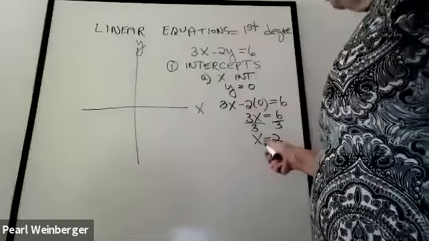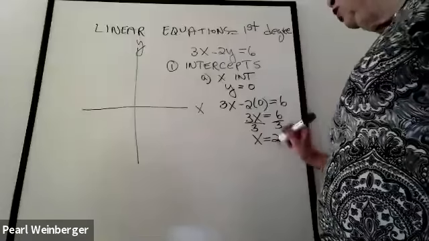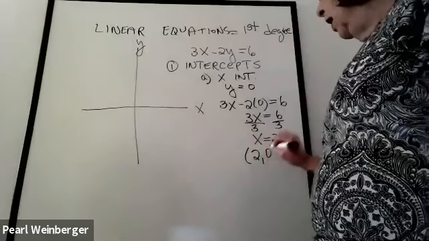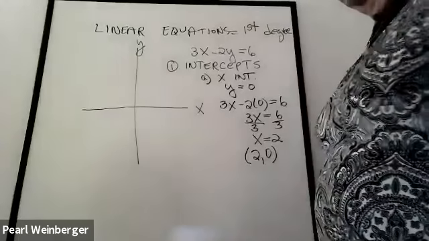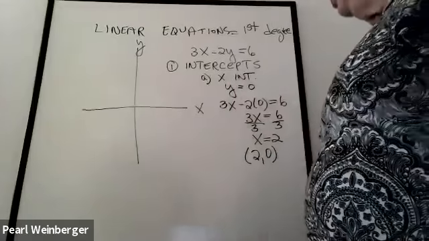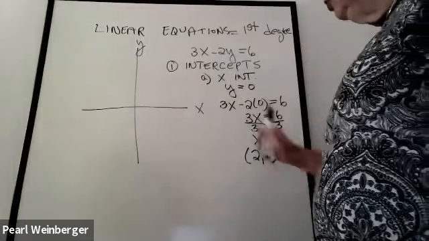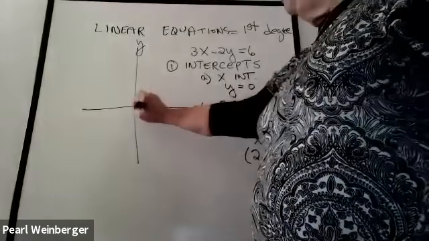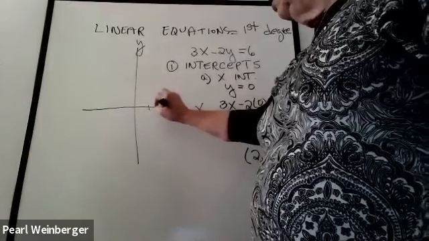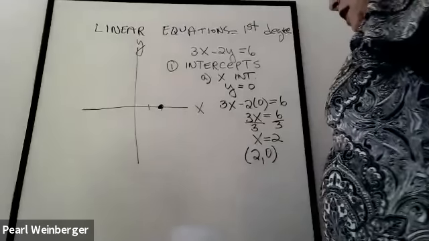The x-intercept is 2. Now what we really should say is the x-intercept is 2, 0. I sometimes just say the x-intercept is 2 because an x-intercept has to have the y equal to 0, but the correct way to write the x-intercept is 2, 0. On my graph, here's the 2, 0. 2 to the right, 0 on the y, which means it's right on the x-axis.